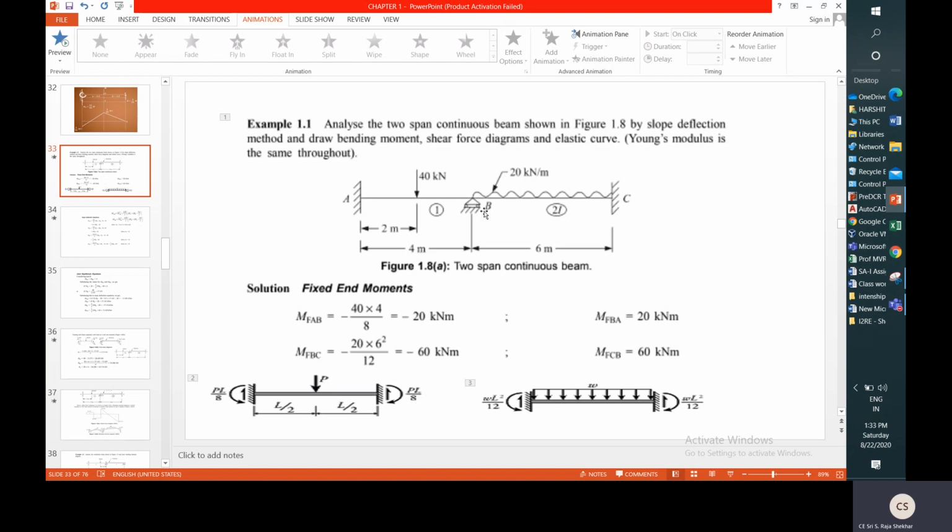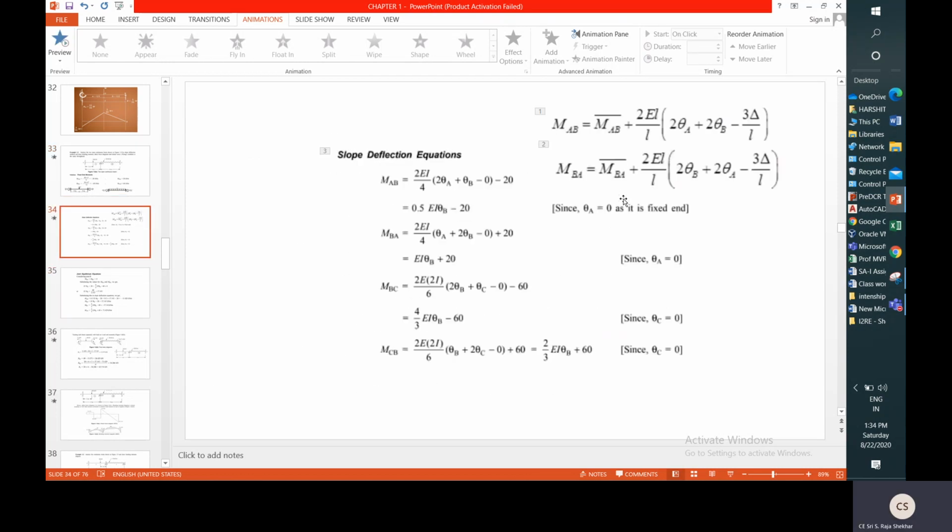For span BC, at support B, rotation will be there and deflection is 0. For support C, rotation and deflection both are 0. The delta is equal to 0 and theta C is equal to 0. Delta C is equal to 0. So that's why we substitute theta C is equal to 0 and delta is equal to 0. By solving, we will get the equation 4 by 3 EI into theta B minus 60.